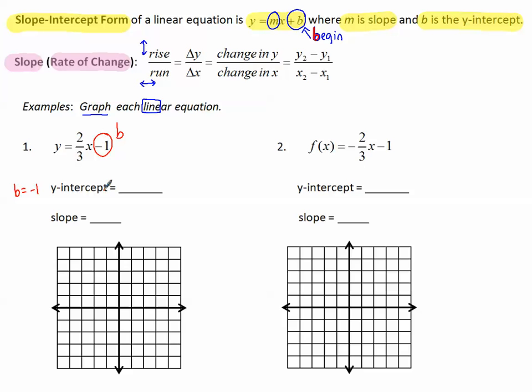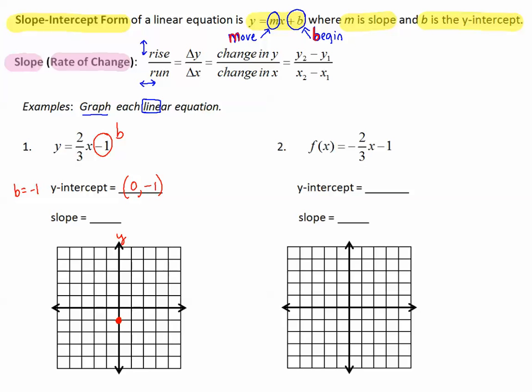That means my y-intercept is 0, -1. I begin by graphing with the b. 0, -1. On the y-axis, there's my y-intercept. Begin with b, and then move with m. Move the slope. That tells you how to move. Begin with b, move the slope.